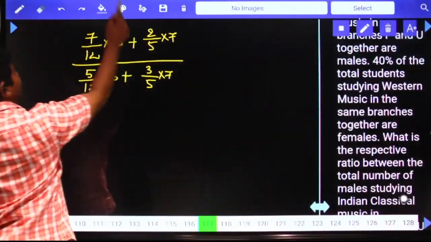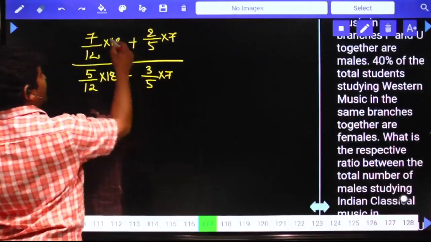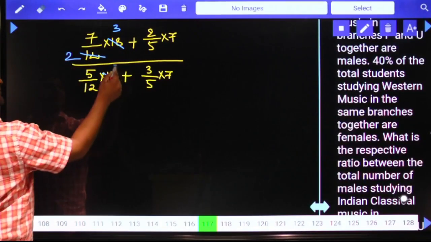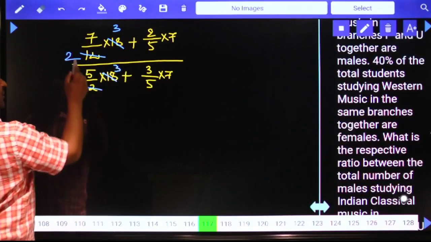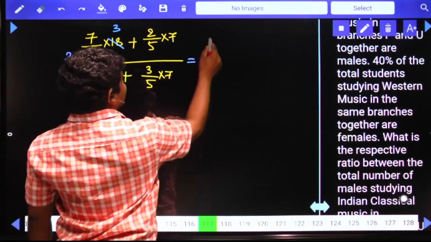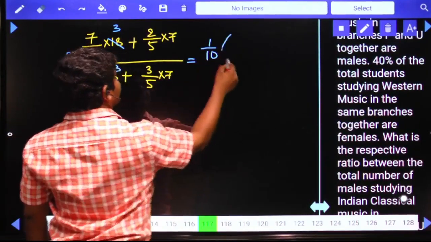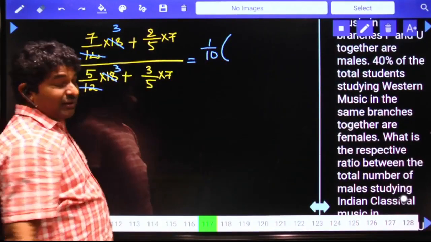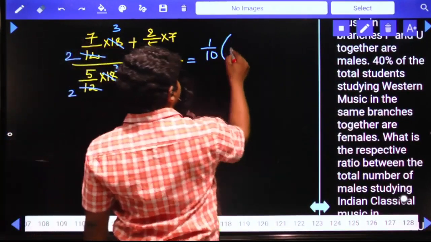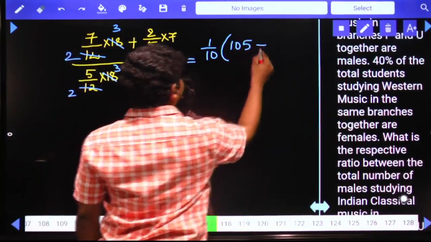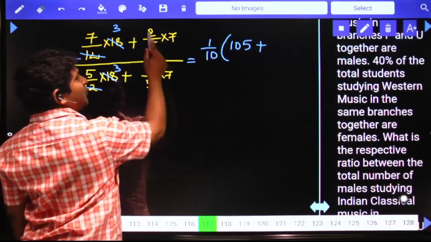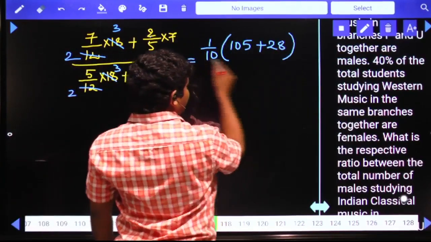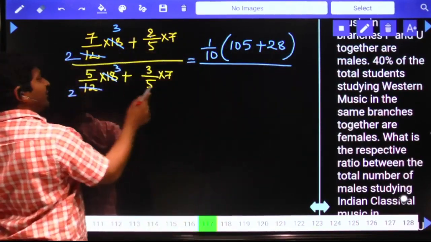Now let's go for simplification here. 6 times 3, 6 times 2. Same simplification, 3 times and then 2 times. 2 and 5, LCM is 10. So let me take 1/10 common. 2 how many times? 5 times. 7 times 3 is 21. 21 times 5 is 105, plus 5 times 2 is 2 into 2, 4. 4 into 7 is 28. Divided by, here also 2 and 5.